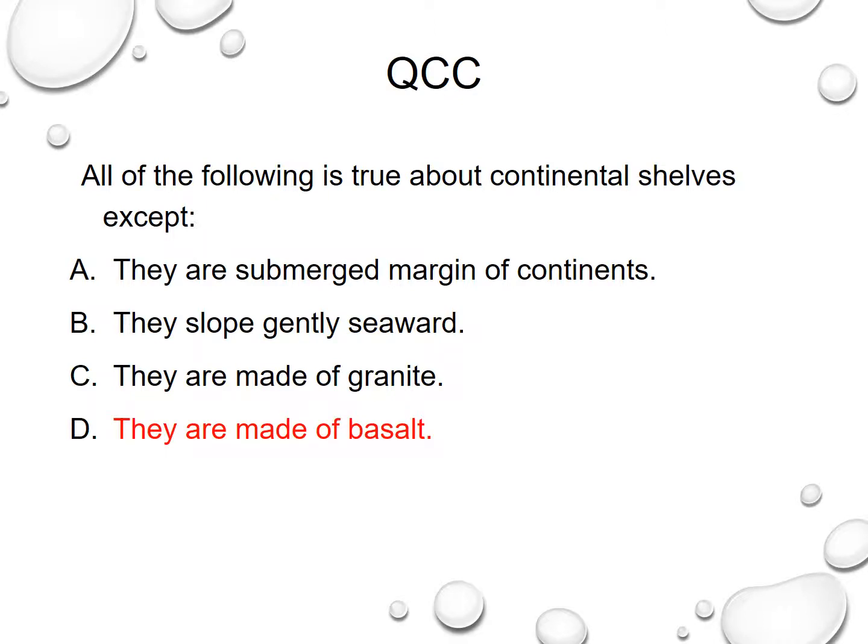If you answered D, you answered the question correctly. All of the following is true about continental shelves except: continental shelves are submerged margins of continents. This statement is true. They gently slope seaward. This statement is true. They are made out of granite. The statement is true because they're made out of continental crust. The statement that is wrong: they are made out of basalt. The continental crust is made out of granite, and the ocean crust is made out of basalt.